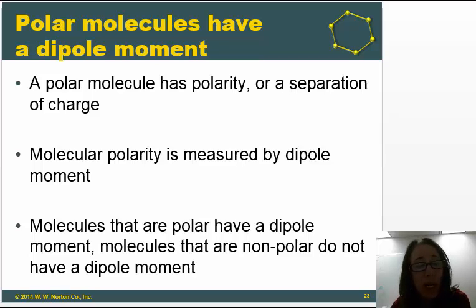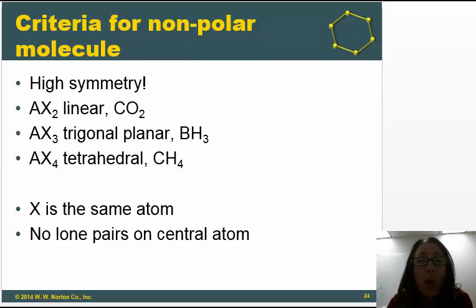Molecules that are nonpolar have no separation of charge and do not have a dipole moment. So you are going to have to be able to determine if a molecule is polar or nonpolar. So let's look at the criteria for nonpolar molecules first. There are far fewer nonpolar molecules. So if you can identify something as nonpolar first, then it's just easier to go through this criteria first, because if it's not nonpolar, then you know it's polar.